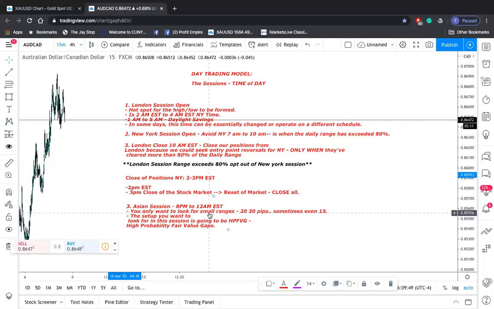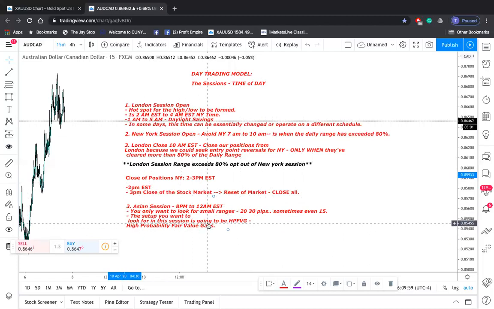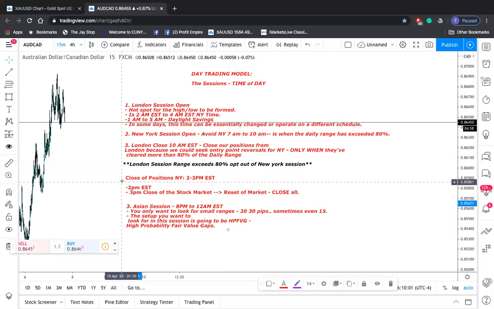Now the Asian session is from 8 p.m. to 12 a.m. and you only want to look for small ranges, 20 to 30 pips, sometimes even 15. The setups you want to look for in this session are high probability fair value gaps, where the market makes an imbalance and you trade based on that imbalance. And these are most seen in Aussie, New Zealand, and Kiwi pairs, and also Japanese yen.